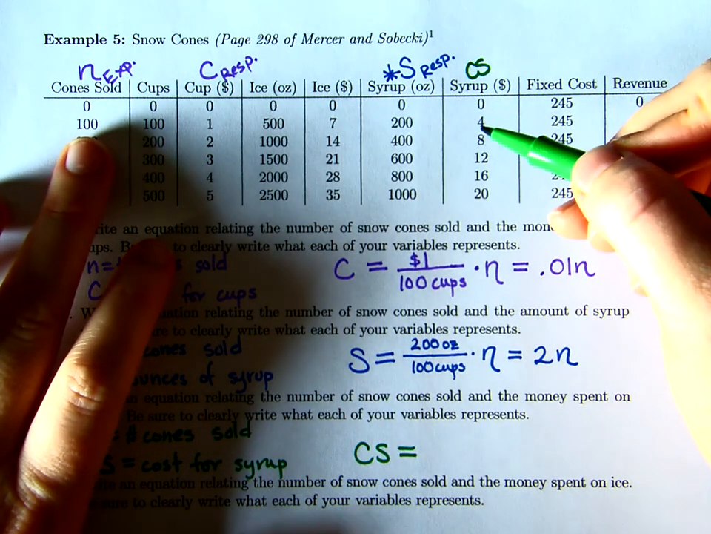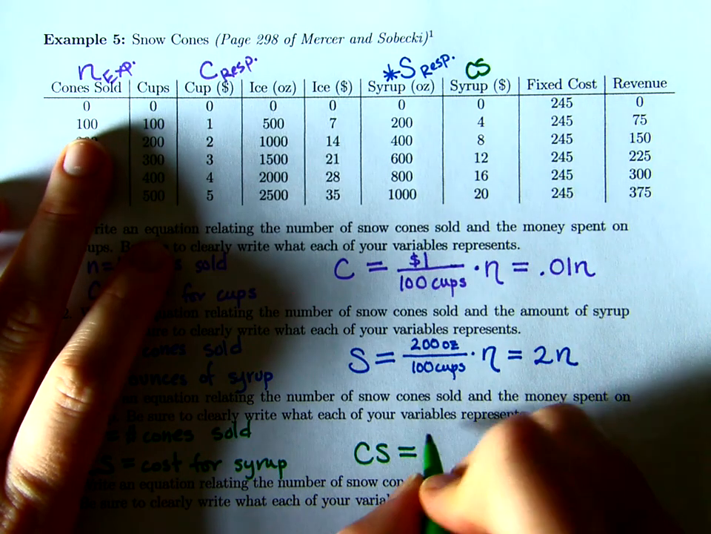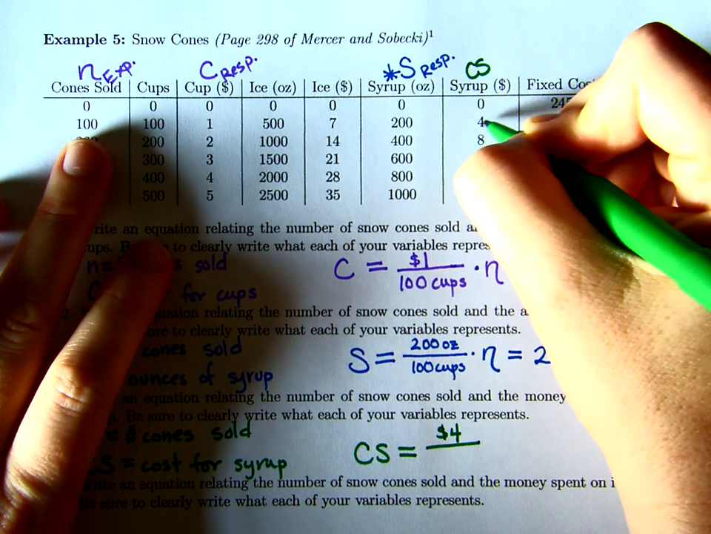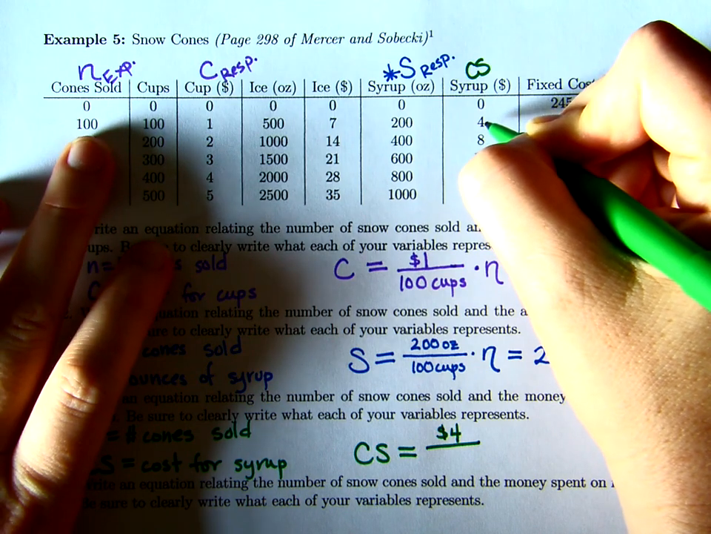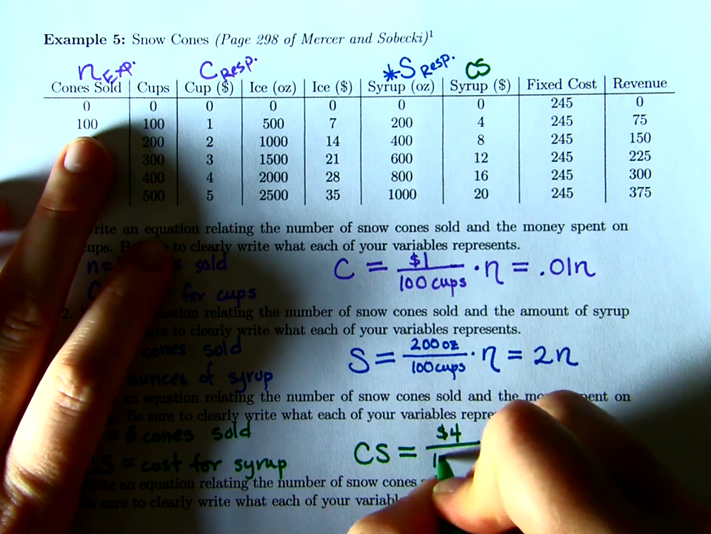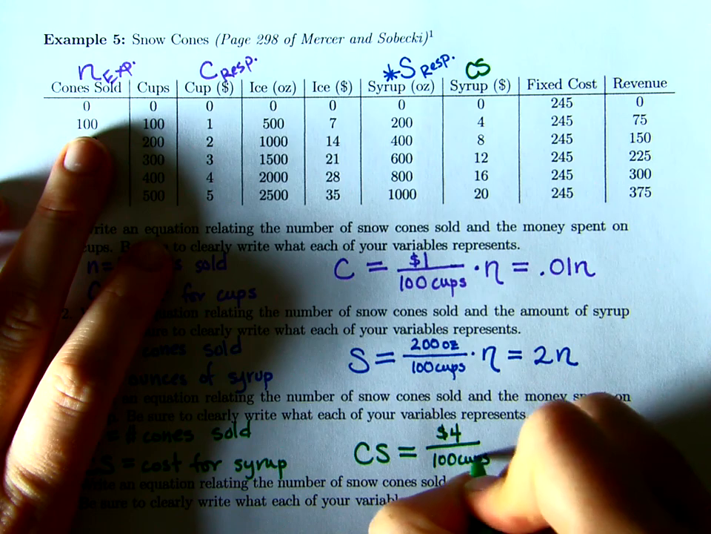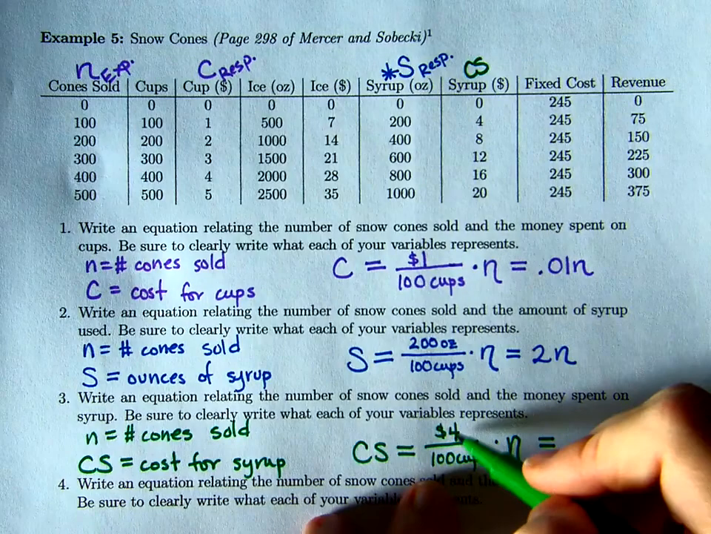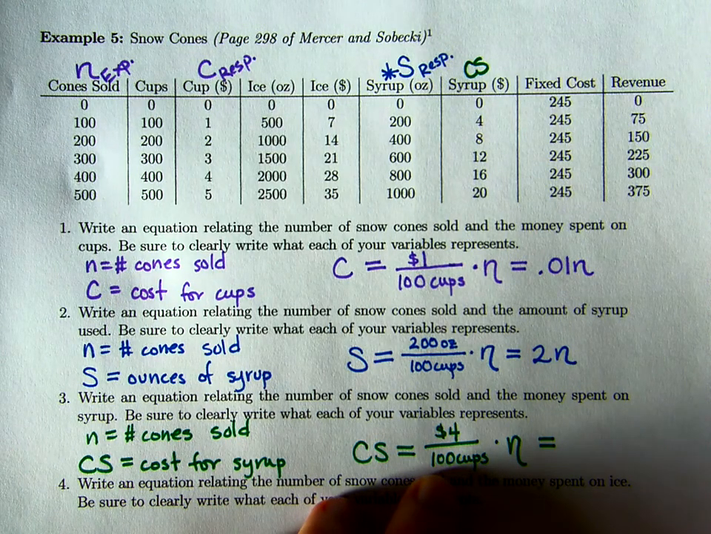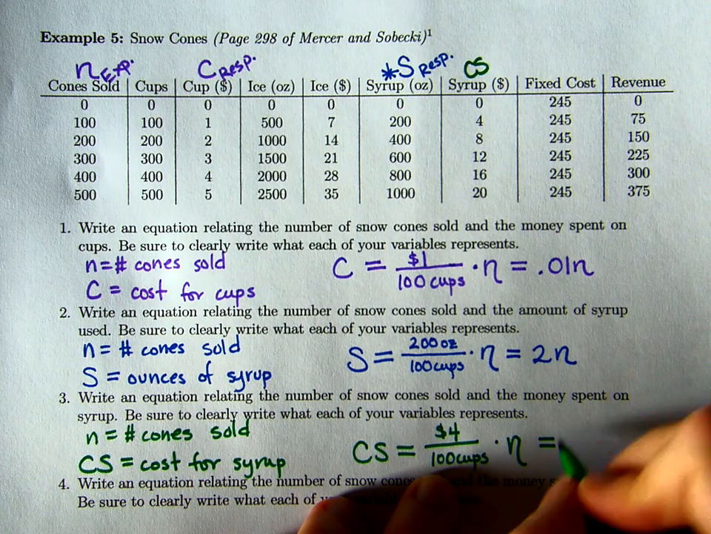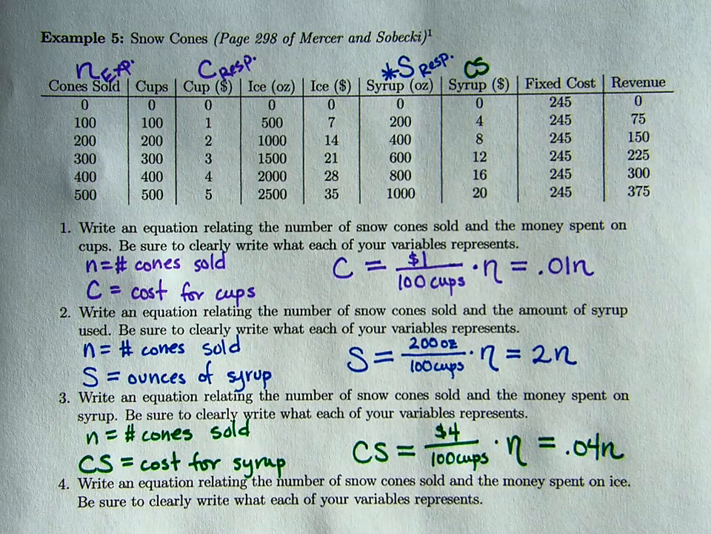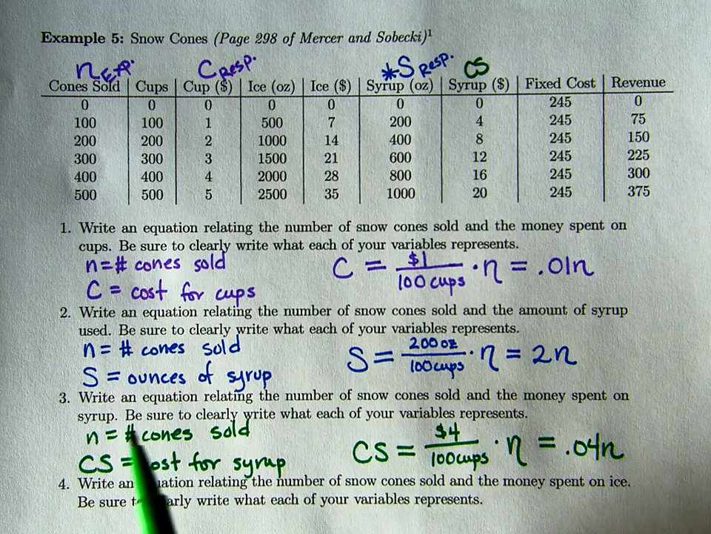Okay, so let me write that down. Is like having $4. So the cost is $4 per 100 cups. There's our ratio times the number of cups we sell. And 4 divided by 100 is 0.04 or 4 cents. Okay, so there is our equation for money spent on syrup.